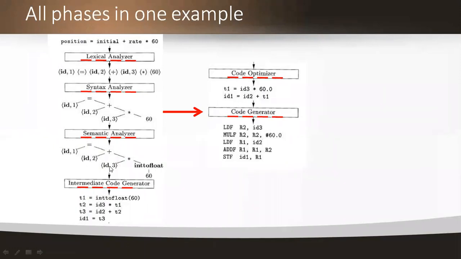So for that purpose, we generate a semantic analyzer. We generate an output in this form by performing semantic analysis. The semantic analyzer always determines the meaning of the source string. After determining the meaning, we make a change: here we define integer to float, giving a clear meaning to this value 60.